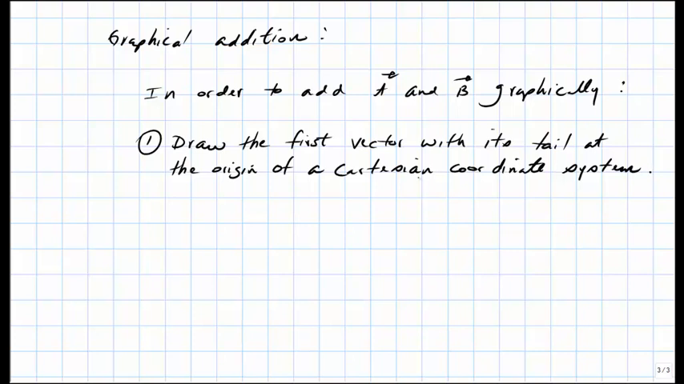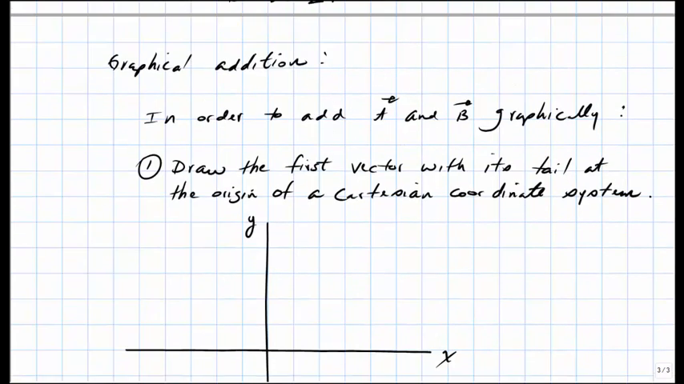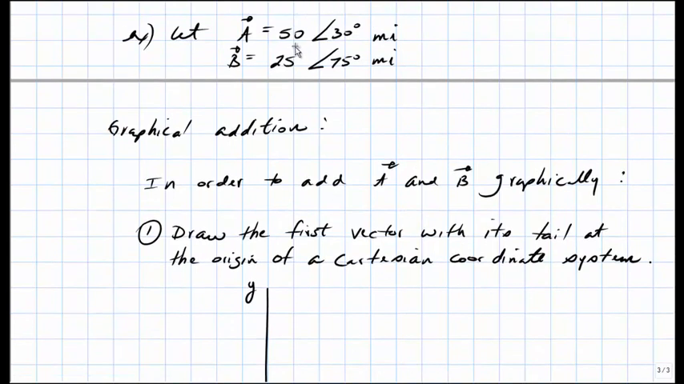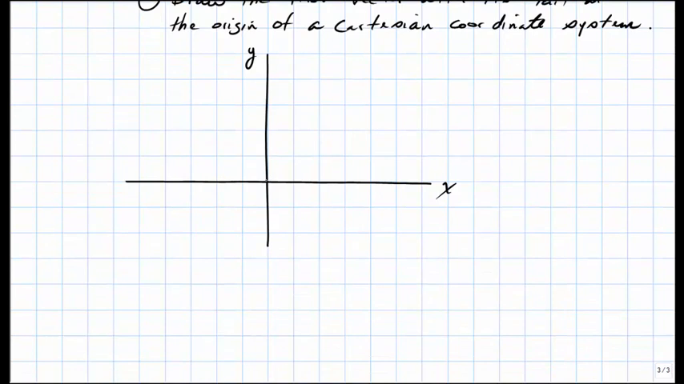So we'll introduce our Cartesian coordinate system once again. There it is. And now we'll draw the first vector, which is vector A. Now, vector A is 50 miles long, and if we use a scale of, say, 1 block equals 10 miles, then vector A will look something like this. There's our 30-degree angle, there's vector A, and of course vector A is represented by 50 miles at an angle of 30 degrees.